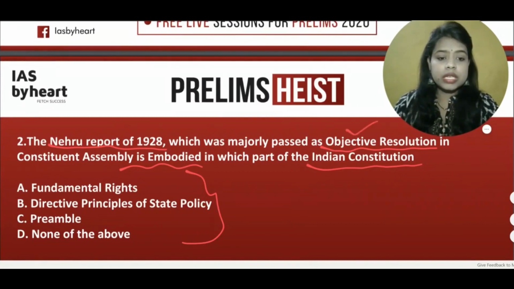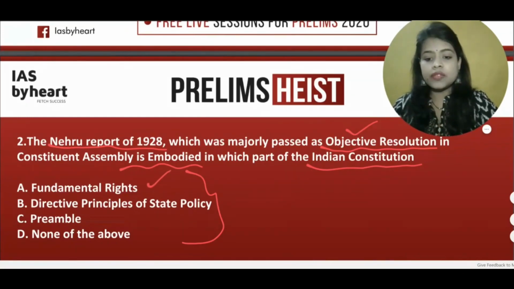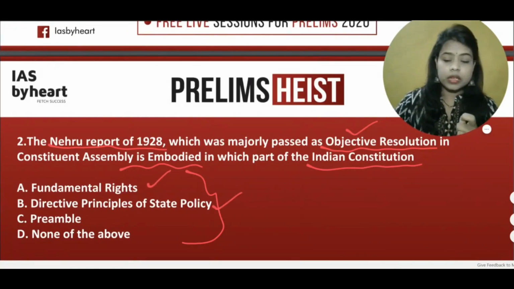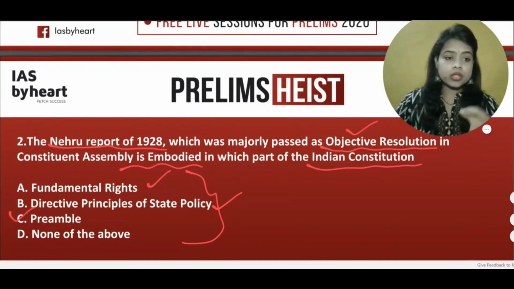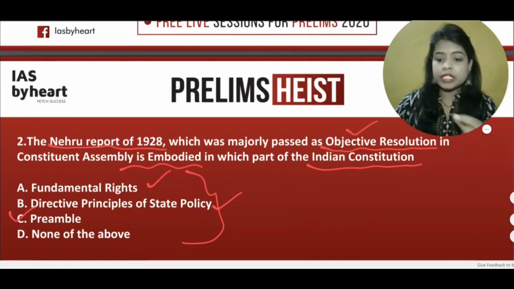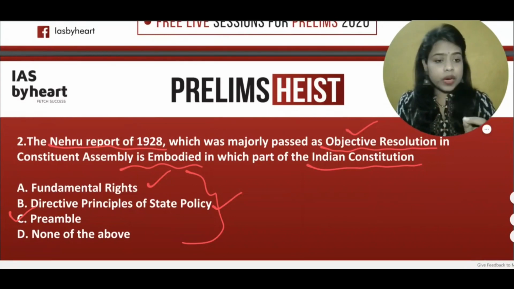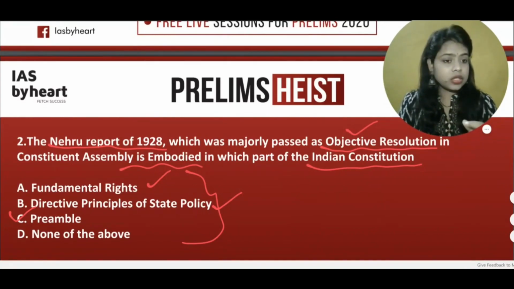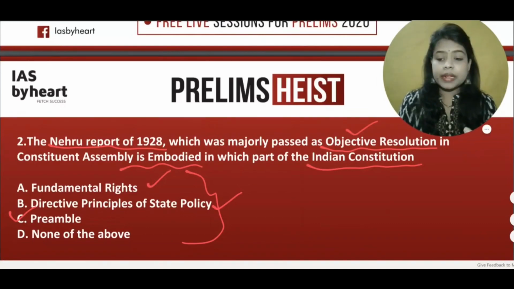So objective resolution is something which is the philosophical part of the constitution. But when you check the directive principles or the fundamental rights, they are also part of the philosophical structure of the constitution. But the combined essence of the objective resolution is clearly mentioned in the preamble only. So the extensive part of the preamble is fundamental rights, directive principles of state policy. But every word, all the key initiatives, directions and guidelines of the preamble are the extensive part of the constitution. So every time we expect directly or indirectly a question related to the preamble.